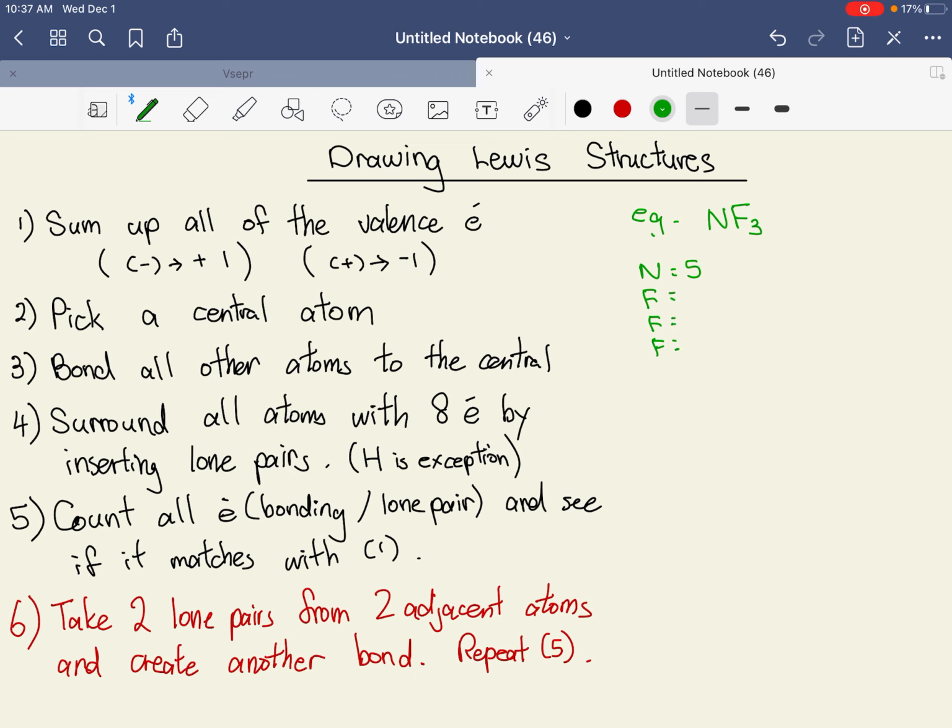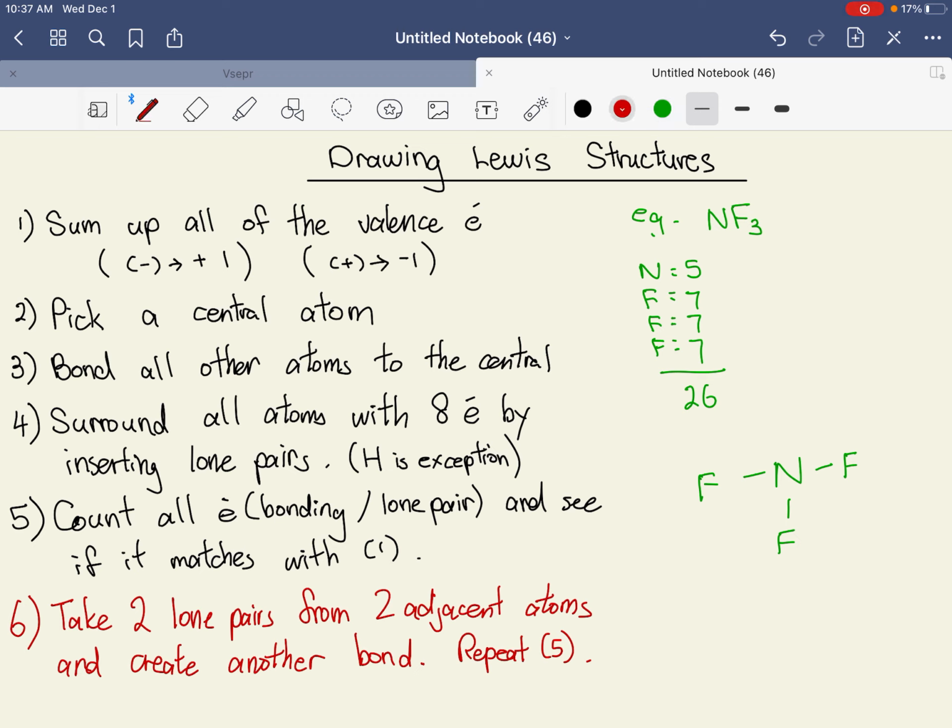N is 5, Fs are 7, and 26. Yeah, 26. Pick a central atom. Let's pick N. Surround everybody by the central atom. Okay, I know how to do that. That's simple. Make sure everybody has 8 electrons surrounding it.